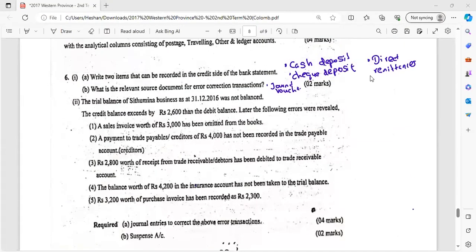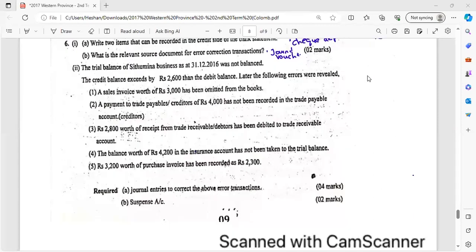Right. Now the question number 6, Roman number 2. I'm not going to write the double entries, I'm just going to tell you the double entries, which means error correction entries. You need to write those journal entries in the general journal. Understand? You should write it in general journal, right?